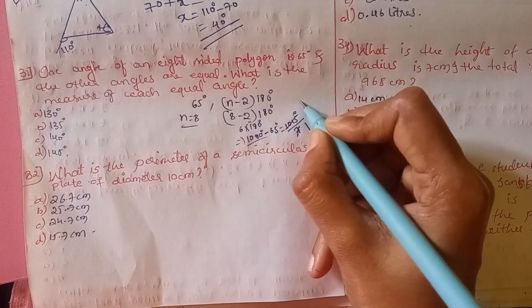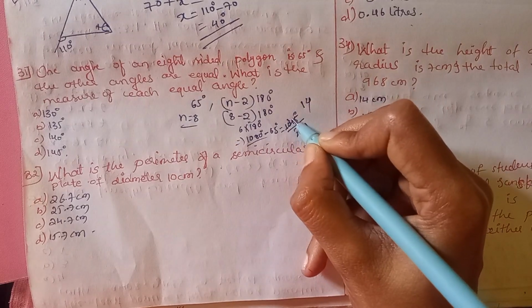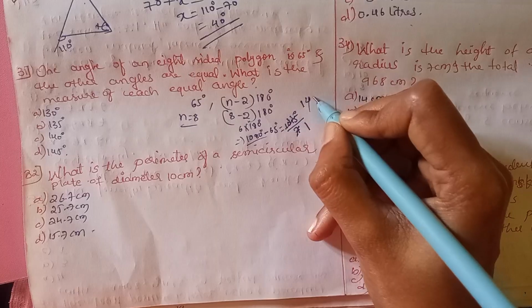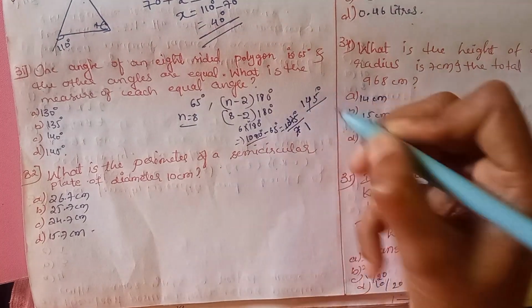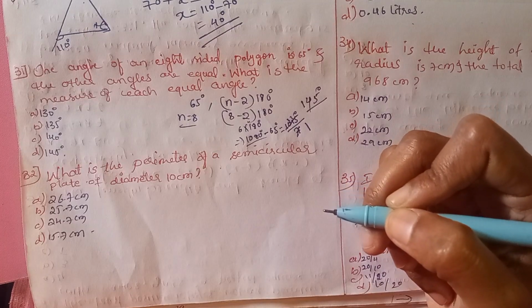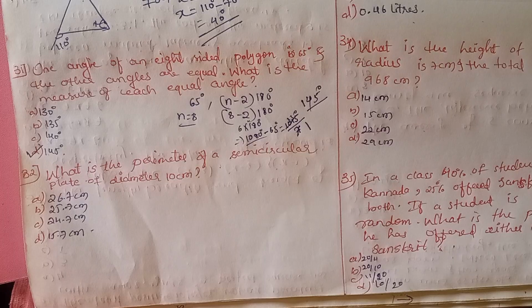Yes. 7 ones are 7. Remaining 3, 31. 7 fours are 28. Again remaining 3, 35. 7 5s are 35. So each angle is going to be the measurement of 145 degree. Okay. So the answer option D is going to be the answer of this question.